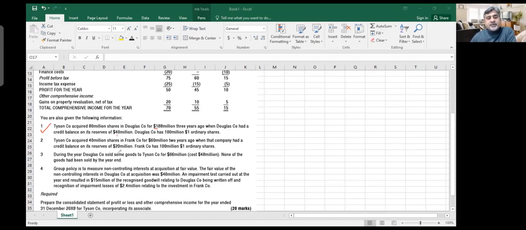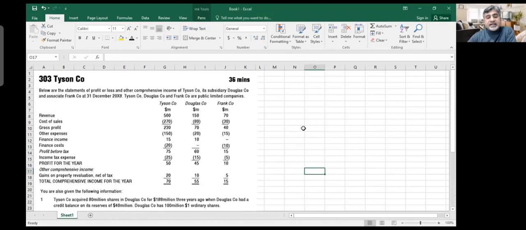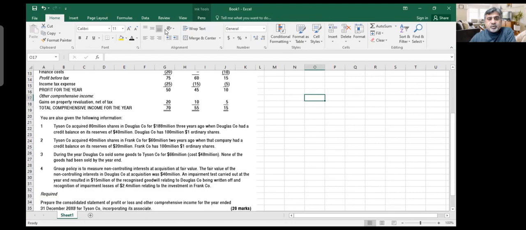During the year, Douglas Company sold some goods. Now, Douglas is the parent, and the parent company is selling goods to Tyson, no, Douglas is not the parent, I'm sorry. Douglas is the subsidiary, Tyson is the parent. So goods are being sold by Douglas, the subsidiary, to Tyson, the parent. Whenever you have an intra-group transaction, you have unrealized profit, the provision for unrealized profit, PUP, and that is adjusted. When the subsidiary is selling to the parent, the unrealized profit lies within the subsidiary. So we have to decrease the profit of the subsidiary and then calculate the NCI share.